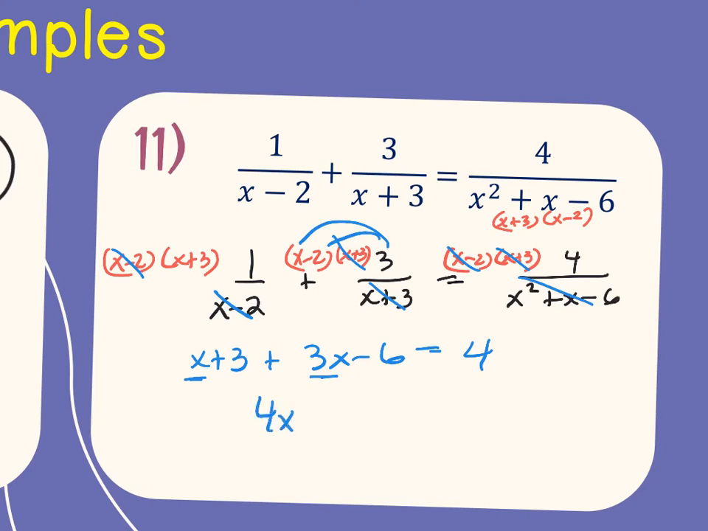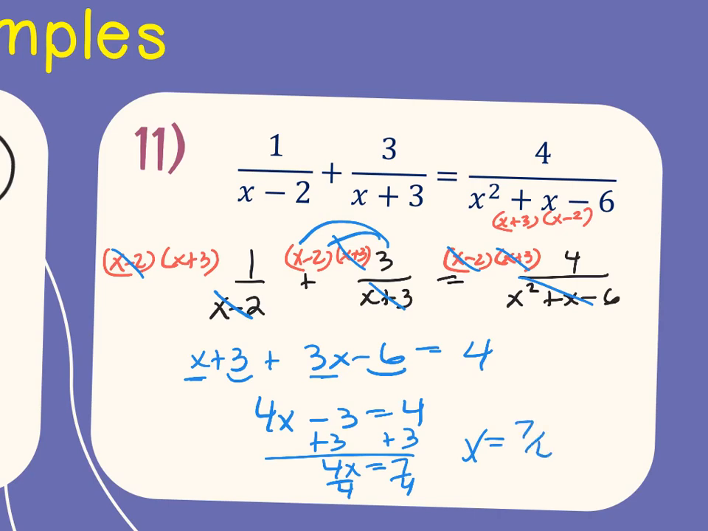Okay, so then I'm going to add. Okay, so now I also need to combine my like terms of 3 minus 6. And then this gives me negative 3 equals 4. Add 3. 4x equals 7. Divide by 4. And x equals 7 over 4. Now I need to make sure that this isn't an extraneous solution. If I plug in 7 over 4 here or here, it's not going to make either of these a 0. So 7 over 4 is a good solution.